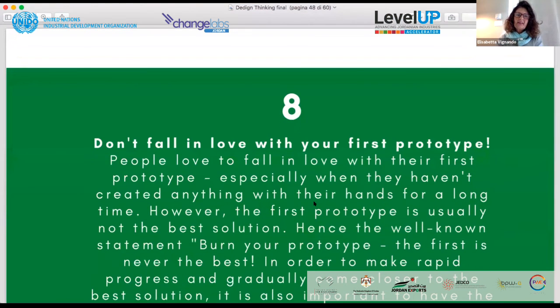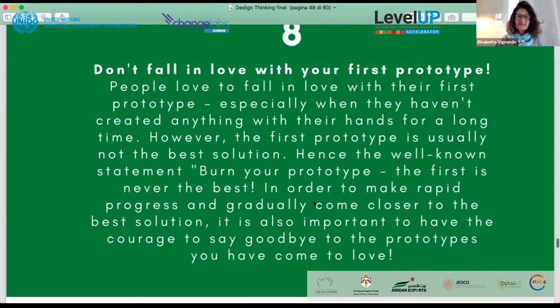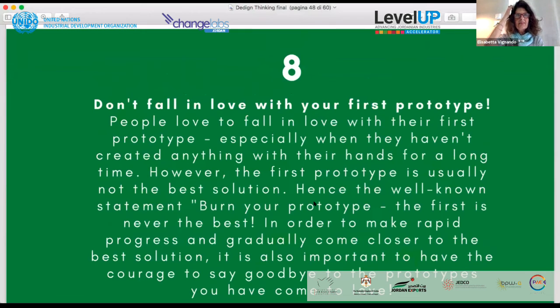Point 8, don't fall in love with your first prototype. This is one of the errors that most companies incur, that they fall in love with their first prototype, especially when they haven't created anything with their hands for a long time. However, the first prototype is usually not the best solution. So if it's not the best solution, burn your prototype and start again, because you are on the right track. This is the process of design thinking.